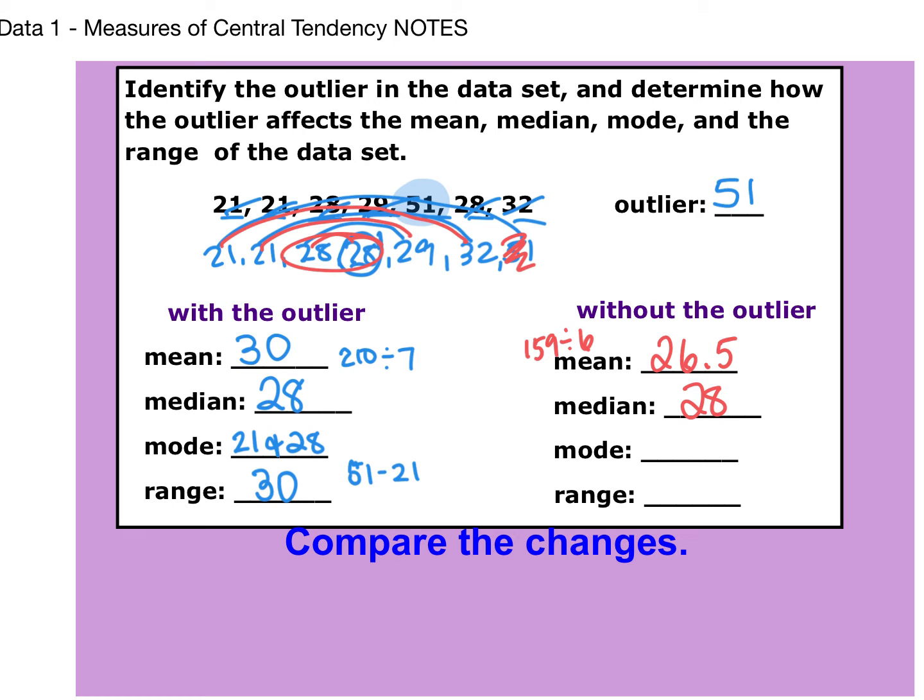Our modes are still 21 and 28. That didn't change. Our range is for sure going to change because our high now is 32 minus 21. So now our range is 11. So that outlier had a big effect on the mean and the range. It did not have much of an effect on the median or the mode. So that's why we said when there is an outlier, go ahead and use the median. It's the better measurement. And when there's not an outlier, then use the mean.